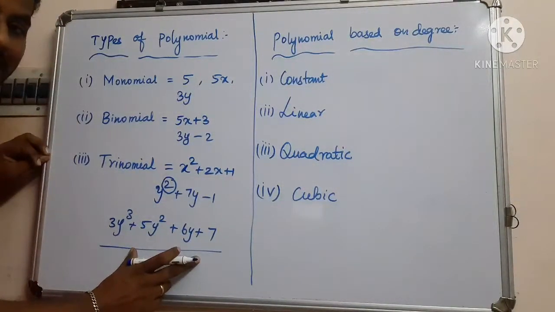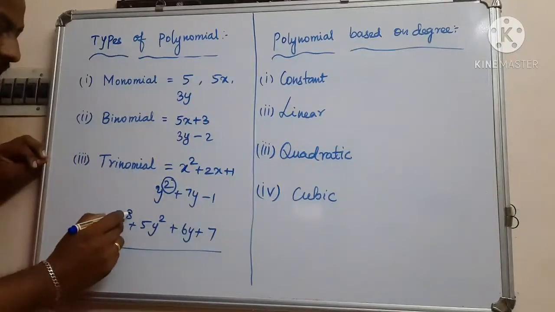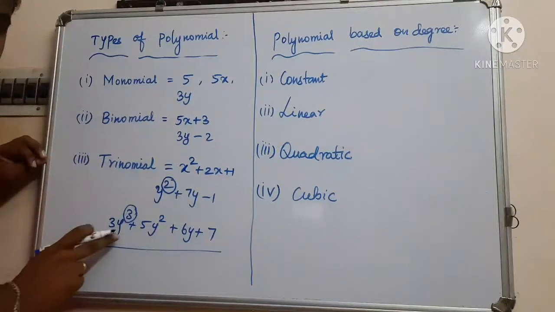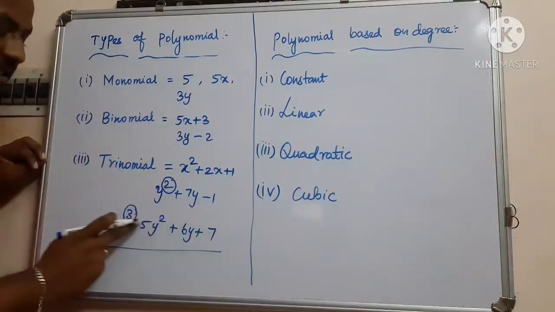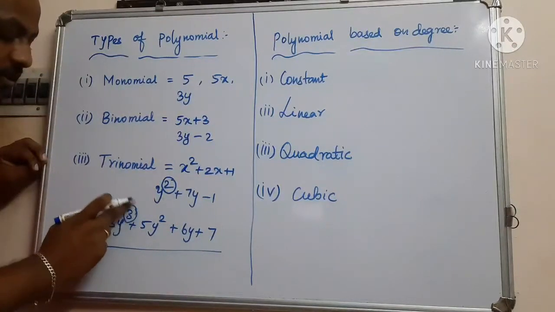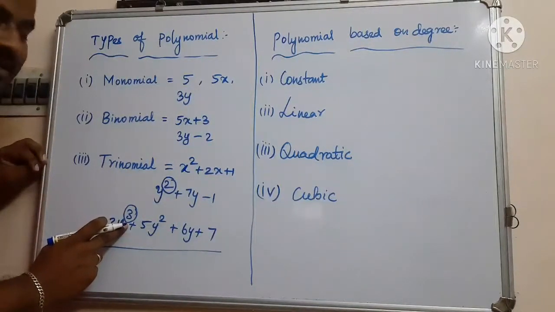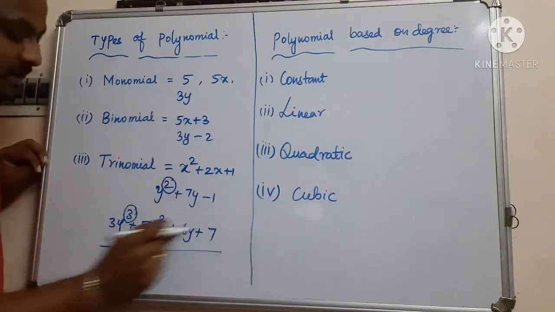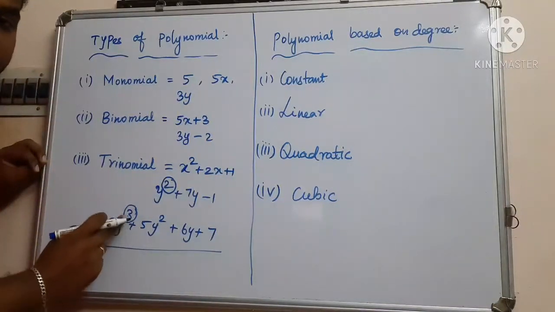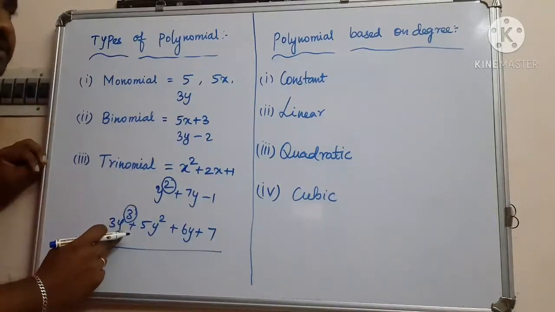For this polynomial, the degree of this polynomial is the highest degree that you have to write. What is that highest degree? Highest power is called the highest degree. So highest power is 3. 3 means that is a cubic polynomial. So degree means you have to look at the powers of the variable.